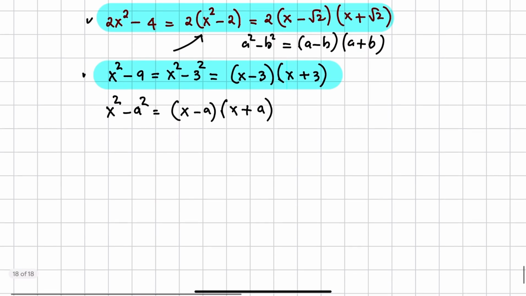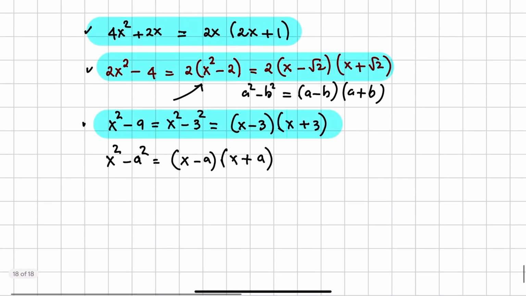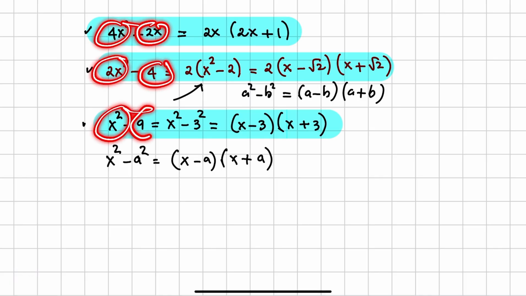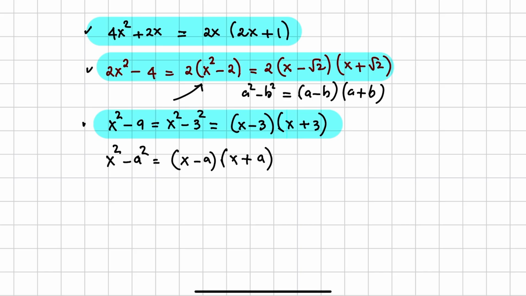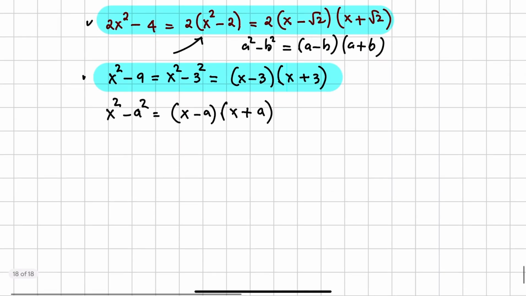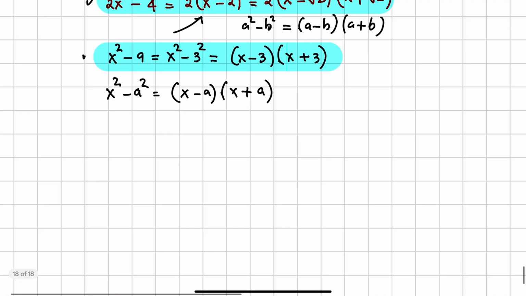We call these polynomials. We can factorize it when there are two terms. Yes, there are two terms, and we can factorize it. But what if there are three terms in it? For example, x squared plus 2x minus 3.